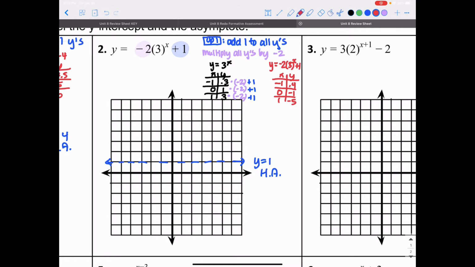Then I'm going to plot these points. So I have -1 and 0.4. And I have 0 and -1. And I have 1 and -5. 1, 2, 3, 4, 5. And then I'm going to connect these, making sure that I don't touch that horizontal asymptote. And this is my exponential function graph.